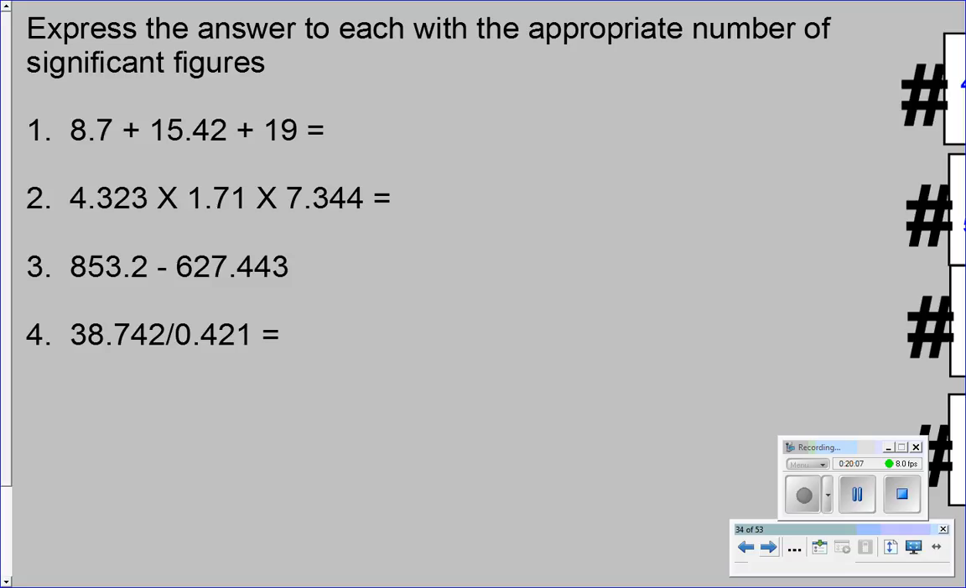So take a moment, I'll pause the video and see if you can figure out the answers to these with the proper number of significant figures.